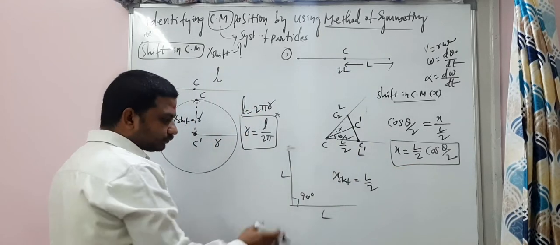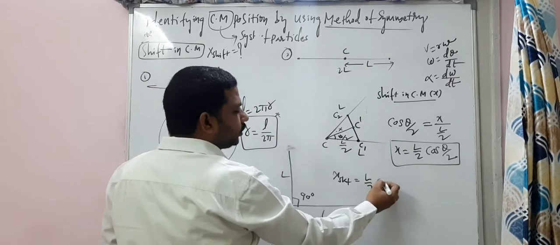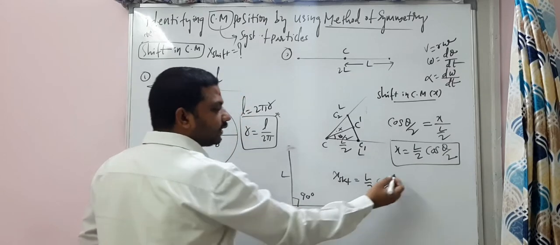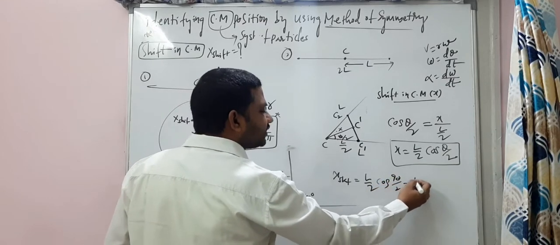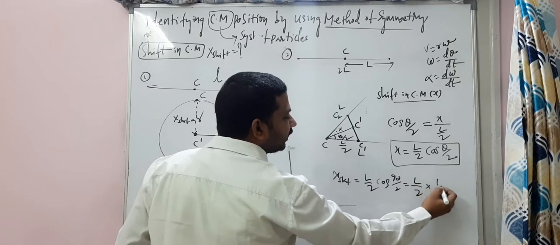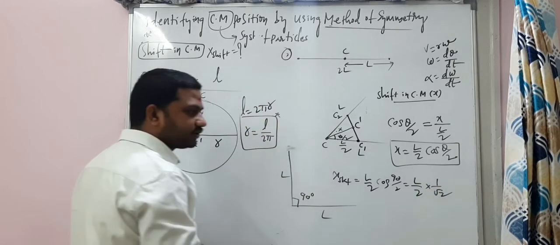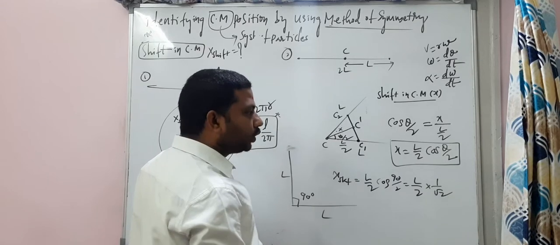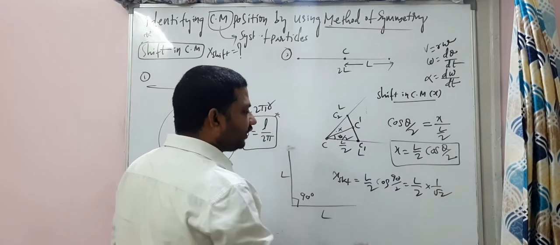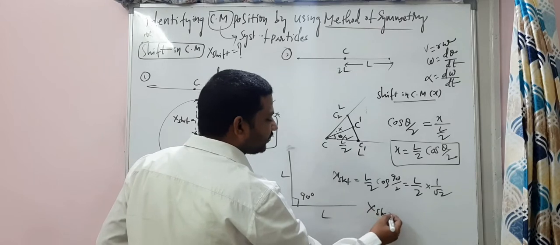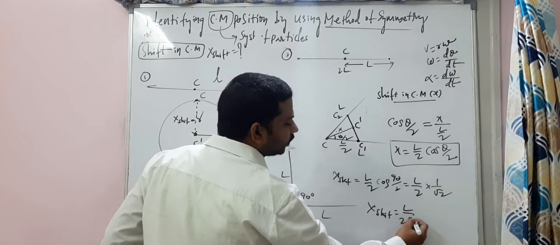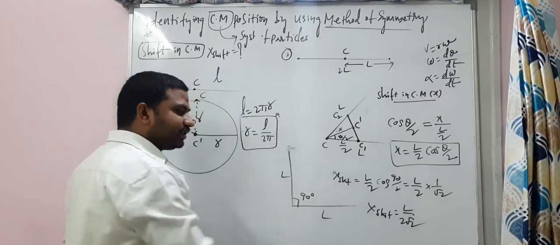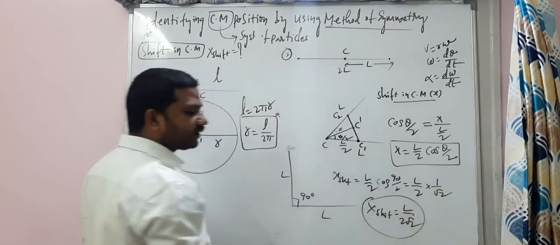Similarly, now L by 2 into cos of 90 by 2, and this is L by 2 into cos 45. It's 1 by root 2, my dear students. Right? Cos 45 is 1 by root 2. So now what have we got? The X shift is equal to L by 2 root 2. That's it. This is the answer. So like this the numericals will be asked.